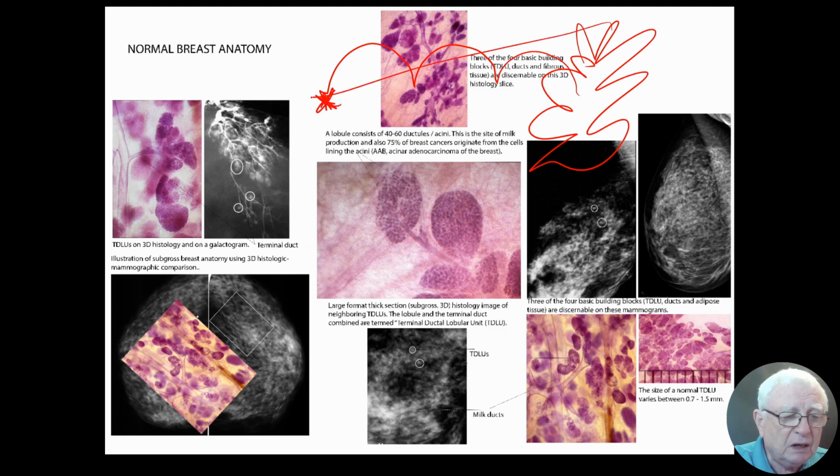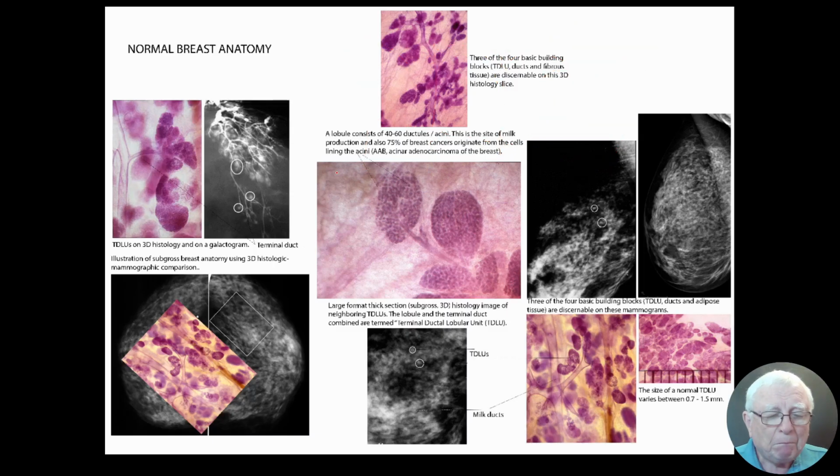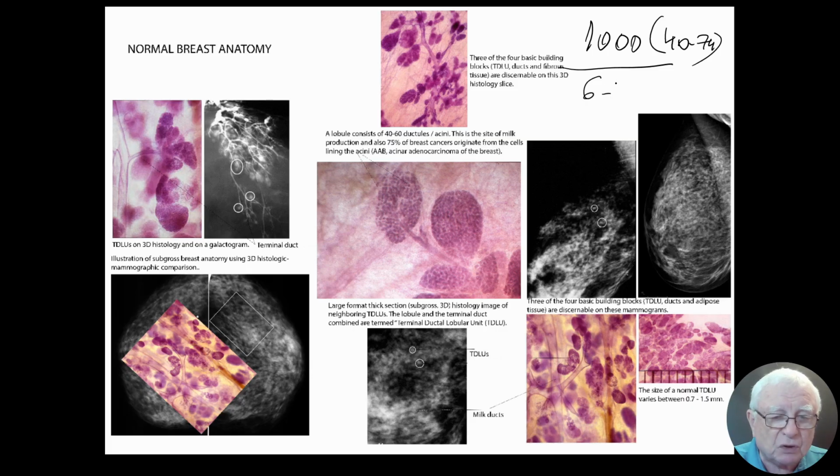If we steal time from cancer, we go back in time, then we save lives. Now that's called screening asymptomatic women. But out of 1,000 screened women, let's say age 40 to 74, you only have 6 or 7 cancers. So what are you going to do when the 994 cases are in front of you?